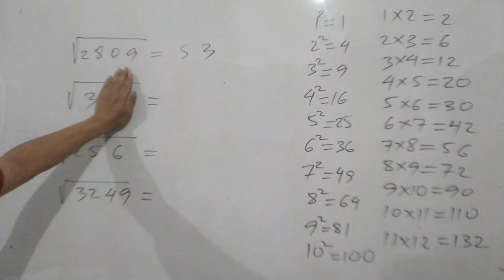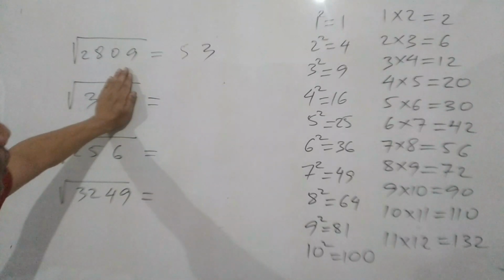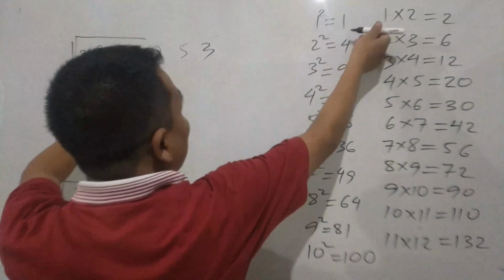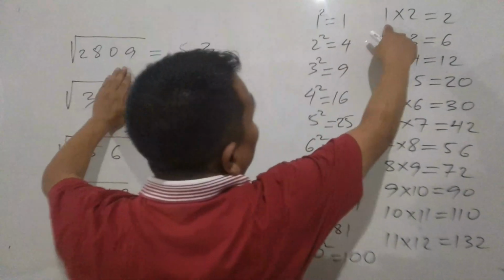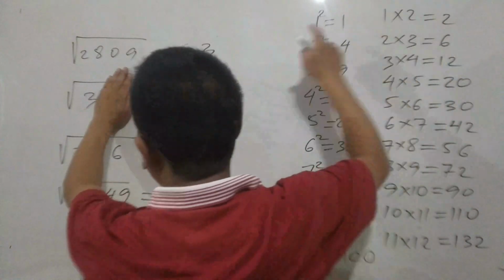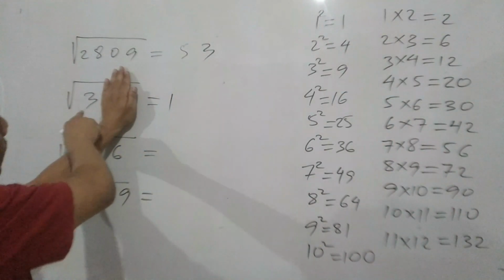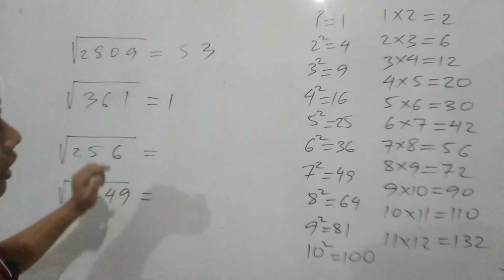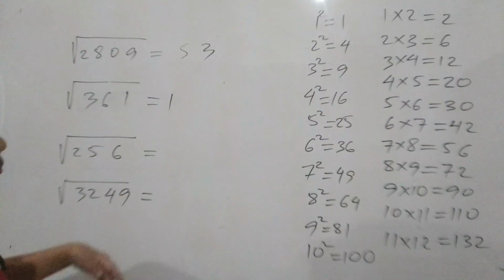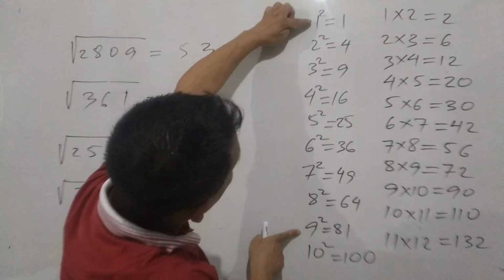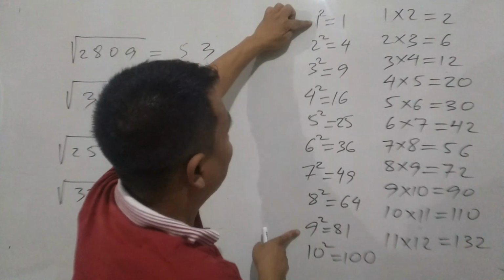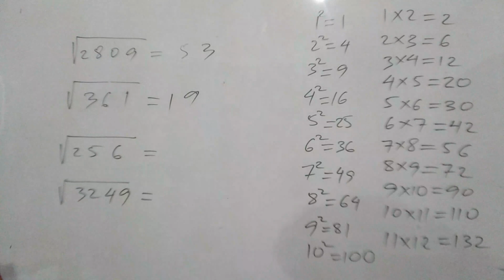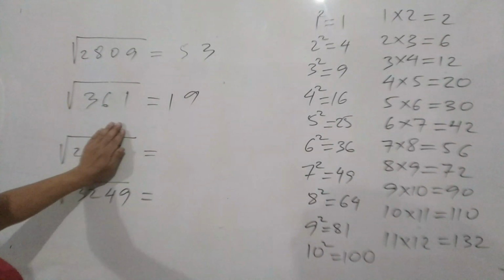Take out 2 digits. 3 lies between 1 square and 2 square. Select a smaller number, 1. Now multiply 1 with next consecutive natural number. 1 into 2 is 2. Compare this number with this number, 3. This is bigger. Therefore, you have to select bigger number. Here we have unit digit 1, 2 numbers. That is 1 square and 9 square. Bigger number is 9. Square root of 361 is 9. Here I'll put this number.